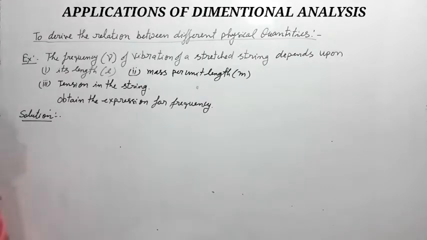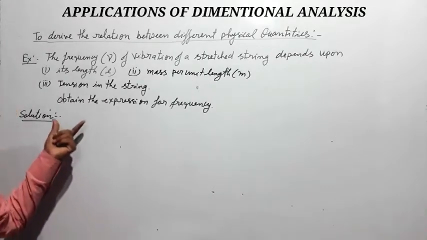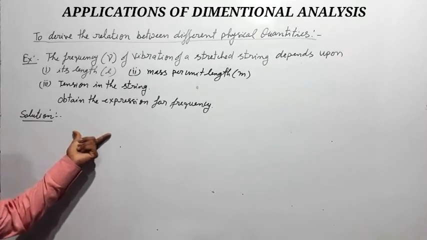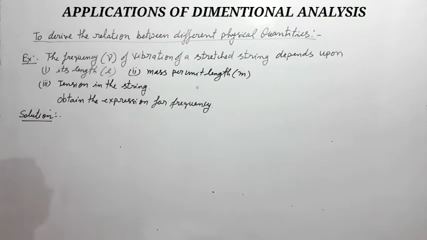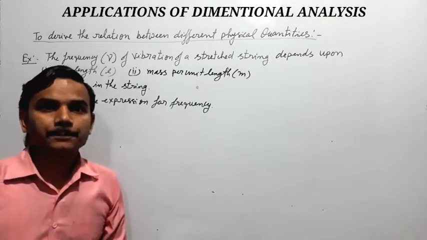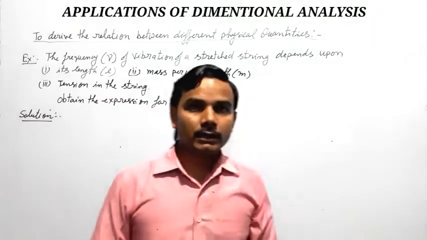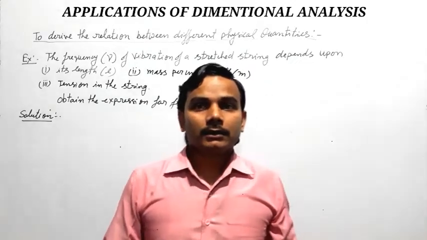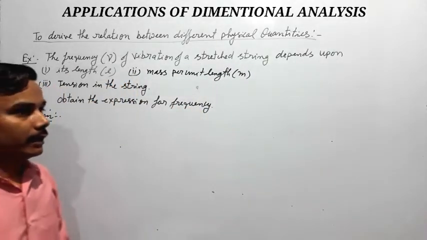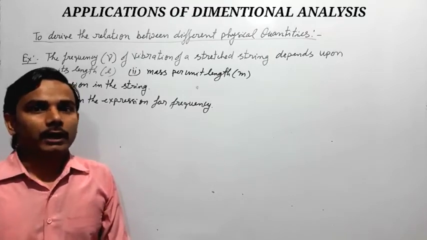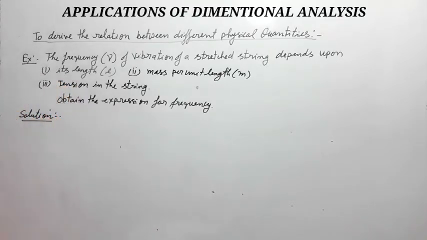Now we will discuss the next application of dimensional analysis, and this is the last application, that is to derive the relation between different physical quantities. With the help of dimensional analysis we can derive the relation between different physical quantities, or we can say we can derive the formula for any physical quantity. So we take an example.